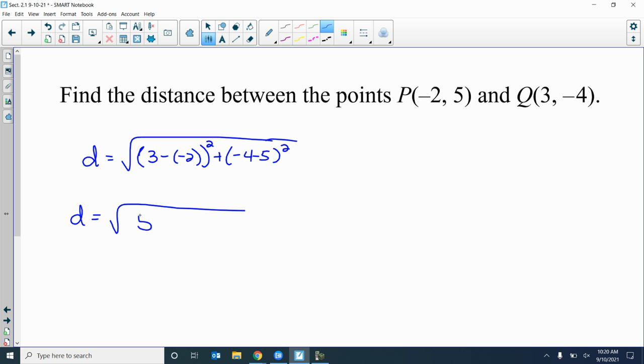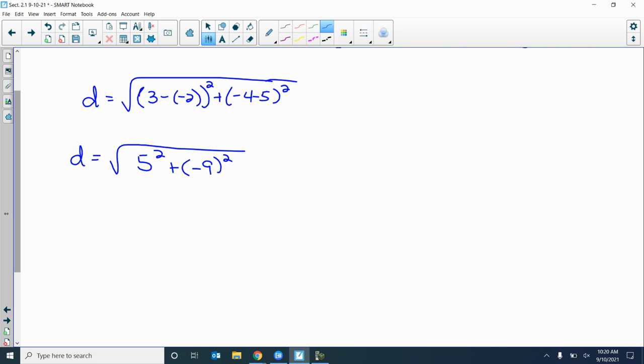3 minus -2 is 5. -4 minus 5 is -9. Make sure it's in parentheses when you square it. What do we get underneath the square root? Andrew? 106. 106. We always want to check to see whether it will simplify. You do want to do that. So take a second so you can figure out whether that will simplify.